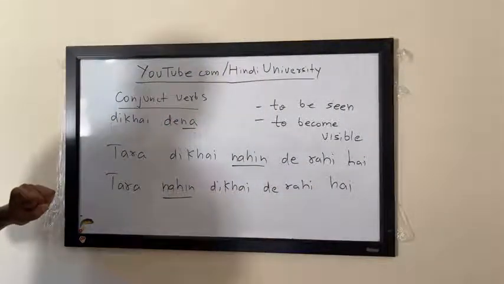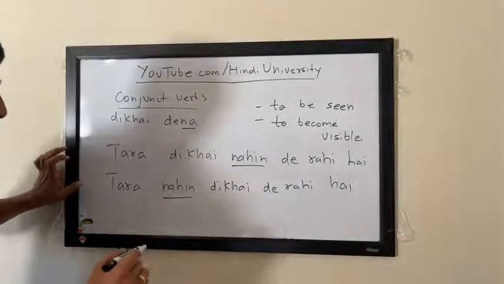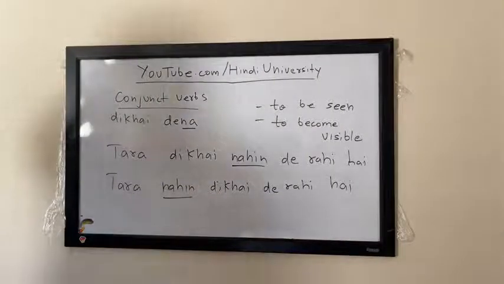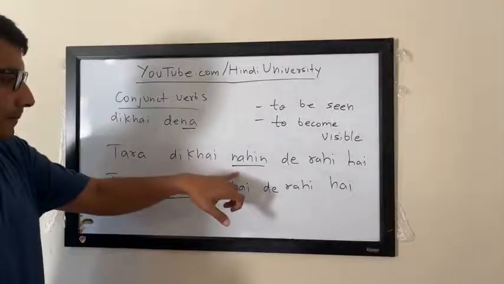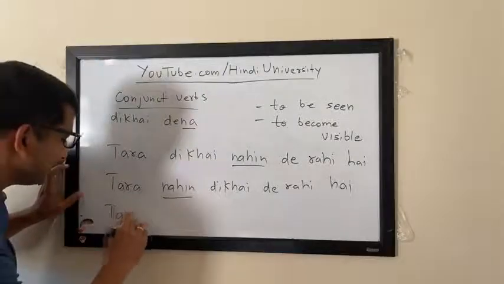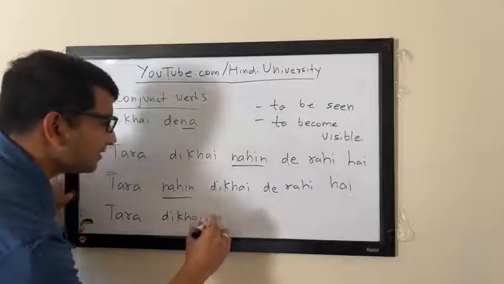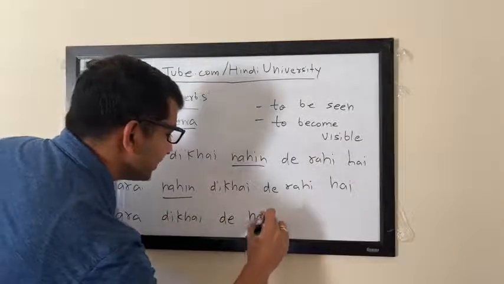I mean, it might be a very stupid question. I thought dikhai dena is the whole verb. That's how I looked at it. So if that's the case, should it not be nahi dikhai de rahi? And the other one is Tara dikhai de nahi rahi hai. No, it doesn't sound correct then. Let's write it down as well. Tara dikhai de nahi rahi hai. That doesn't sound correct though. It sounds wrong.